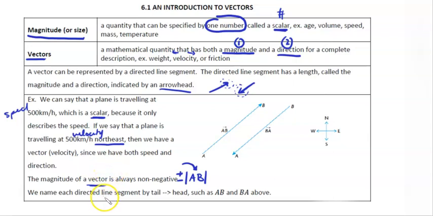We name each directed line segment by tail to head, such as AB or BA. So in this example here, we have this vector, and we go from tail, which is A, to head, which is B. So AB is the vector, and it's also the direction. Whereas in this one, if we go B to A, because we have to go tail to head, this one would be BA, and again, the direction is BA.